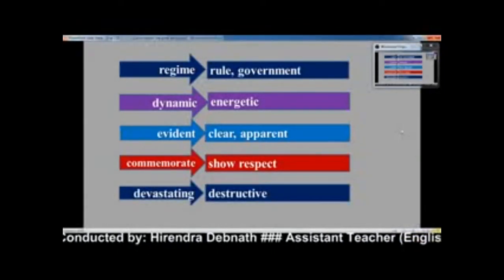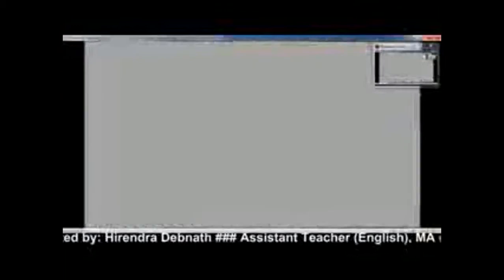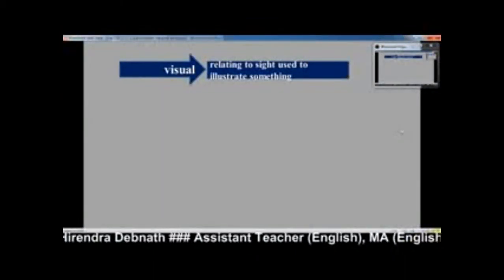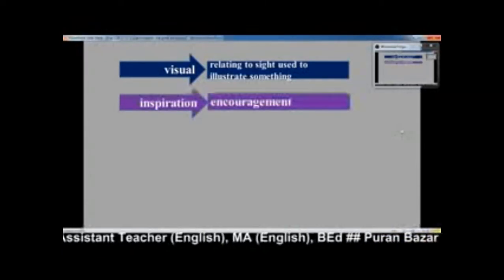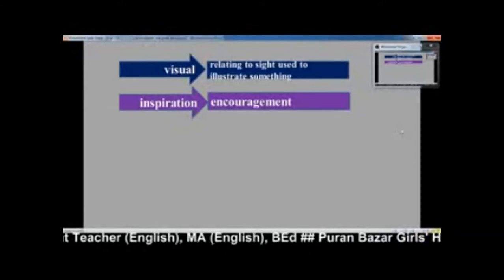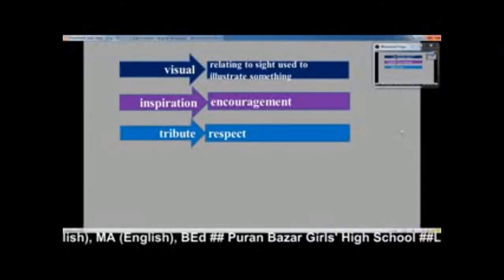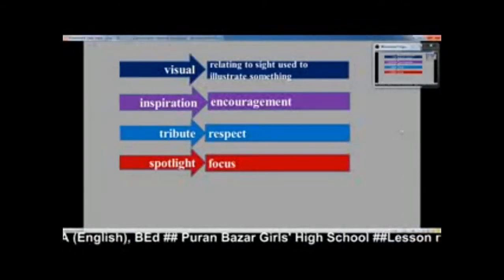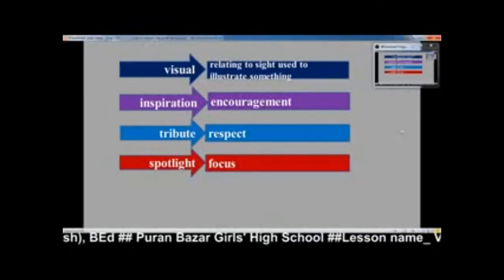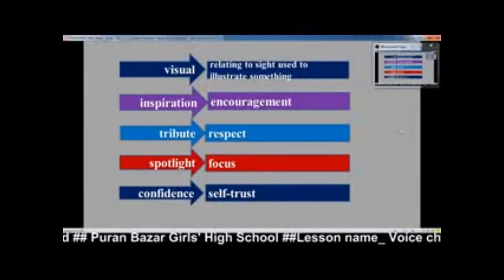Devastating means destructive. Visual means relating to sight used to illustrate something. Inspiration means encouragement. Tribute means respect. Spotlight means focus. Confidence means self-trust.